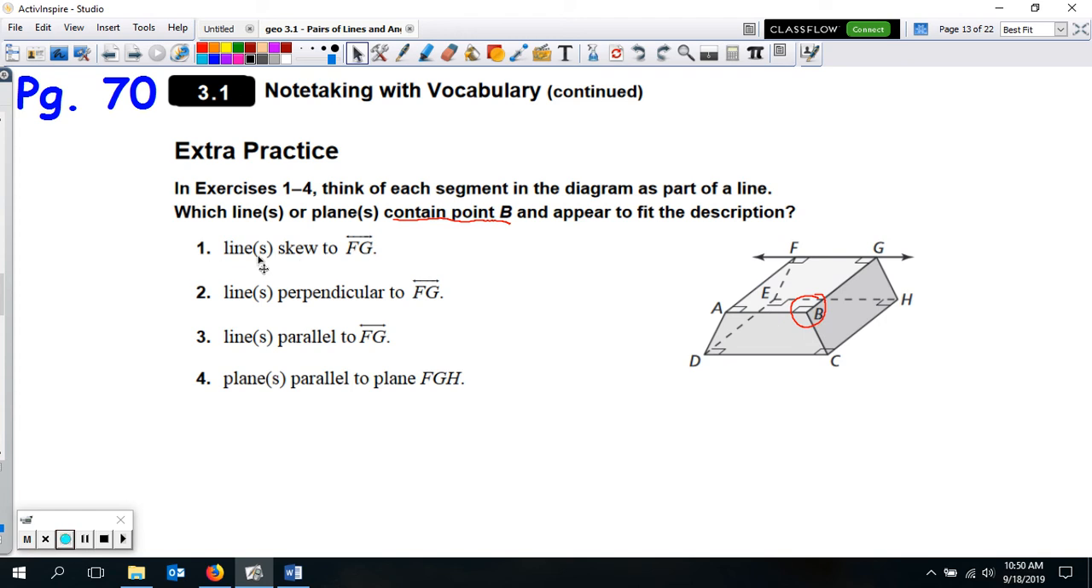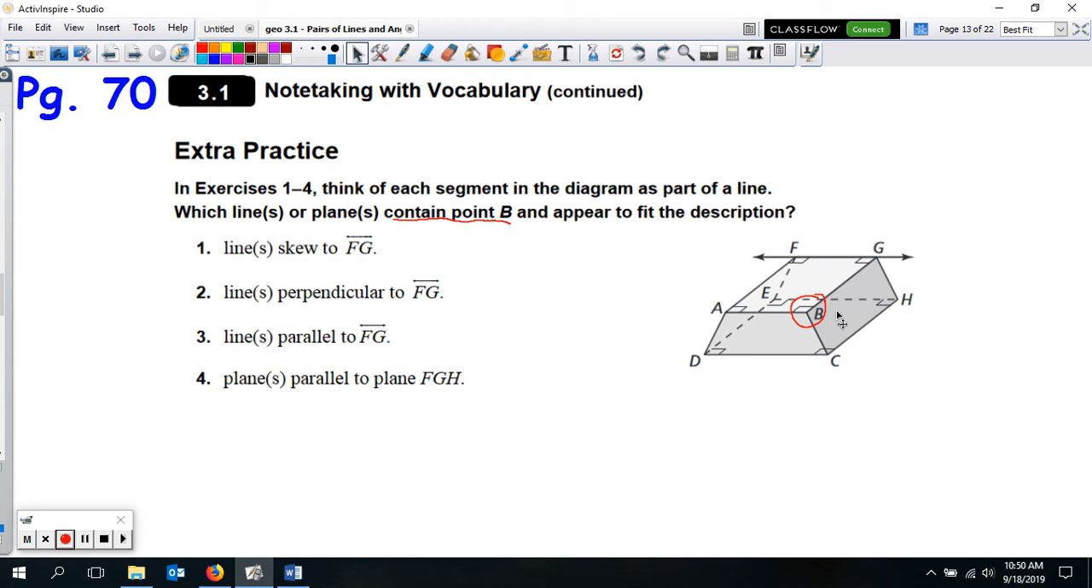Like on number 1, it says a line or lines that are skew to FG. So it has to contain B and be a line. So like here we could have a line BC. Remember it says to think of the segment BC as a line. It keeps stretching forever there. We could also have another one, AB, and also another one, BG. So really there's 3 of them that would contain this point B. So which one of those would be skew? There could be more than one.